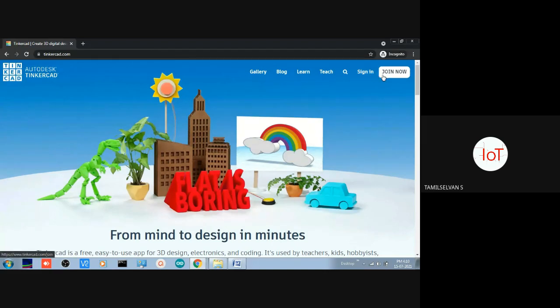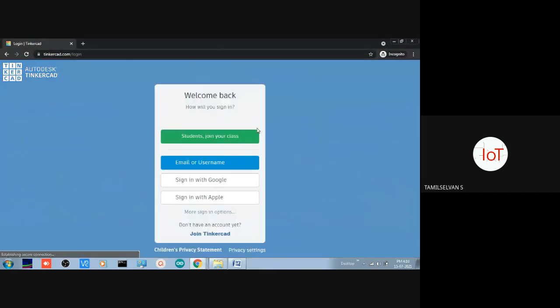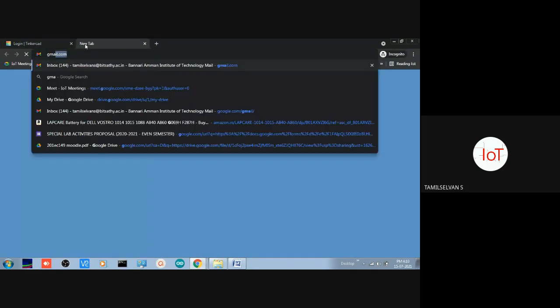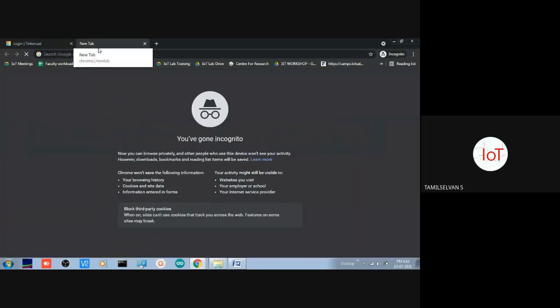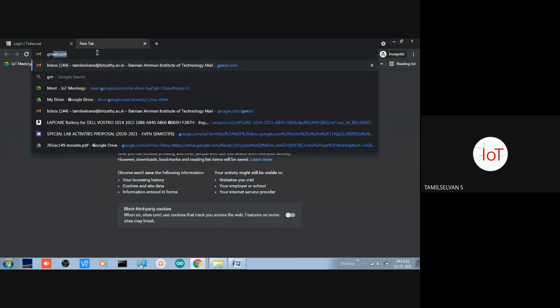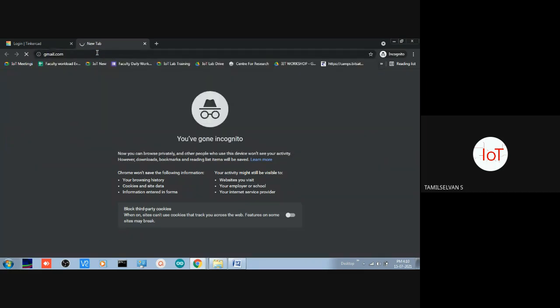So first of all, you have to create an account. For that, you can click on join now. Since I have already created an account, I'm just going with sign in. So this is an online tool that you know very well. Via a Gmail account, you can easily get into this online tool.